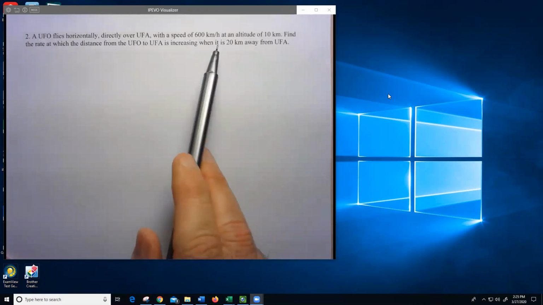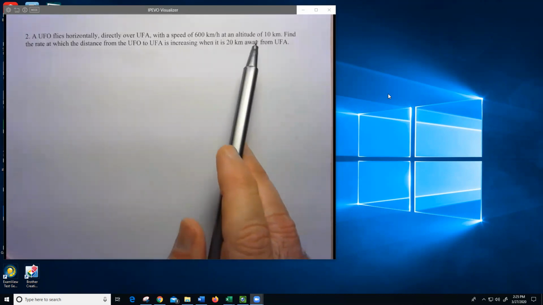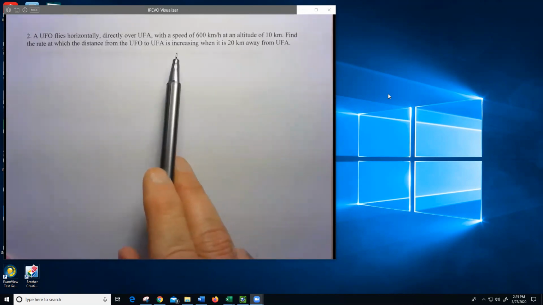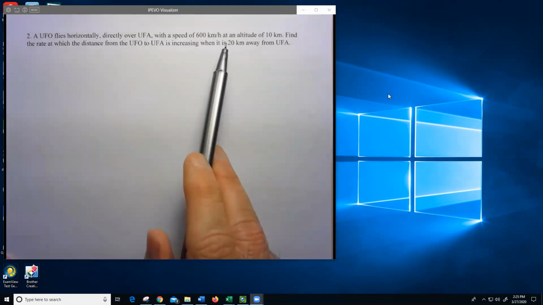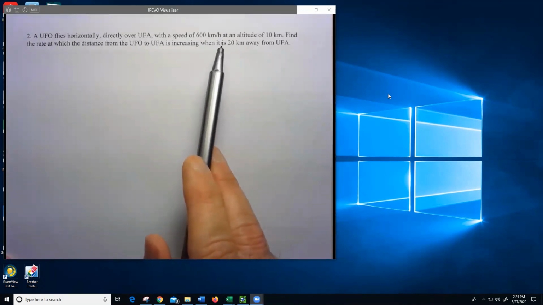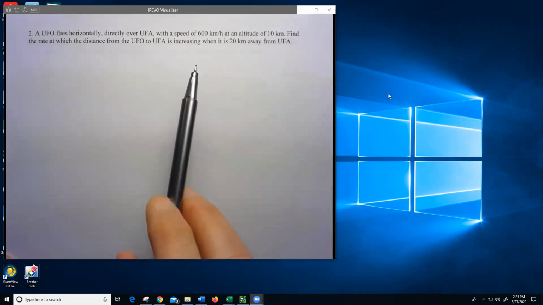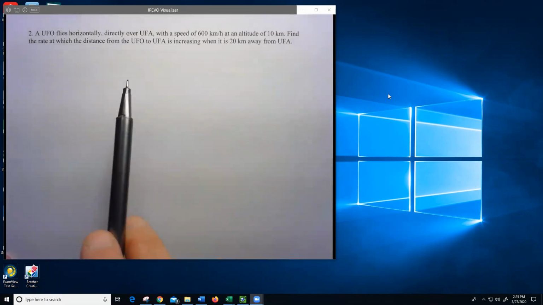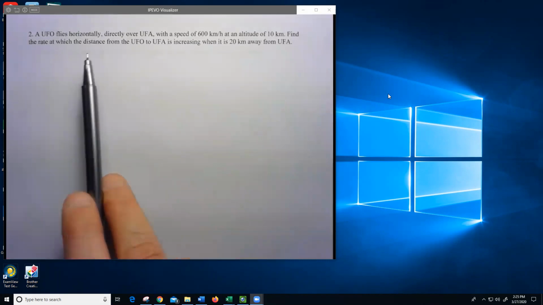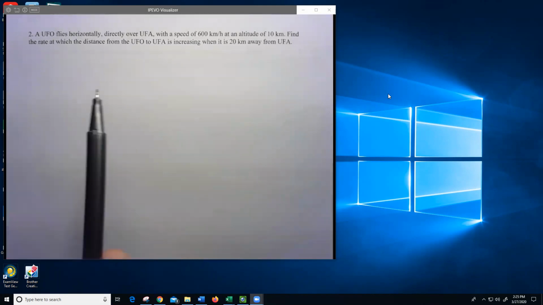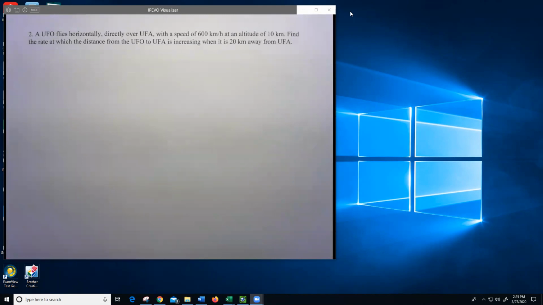Notice how they're giving you this little extra piece of information. The fact that they want the rate of change when it's 20 kilometers away is giving you a hint that at some point you're going to need this piece of information. So I'm going to stop the recording for a couple of minutes. What I want you to try to do is draw a diagram that relates to the situation, and then see if you can come up with a related rates equation. If you have time to start solving it, that's great. Go ahead, I'll give you a couple of minutes.